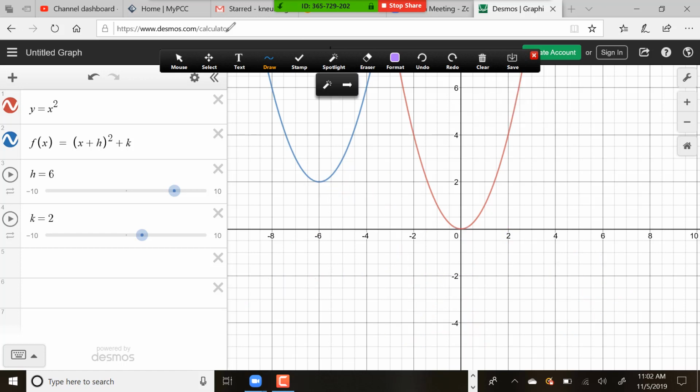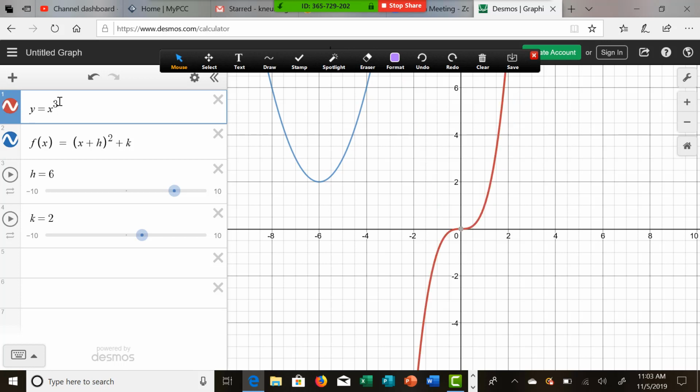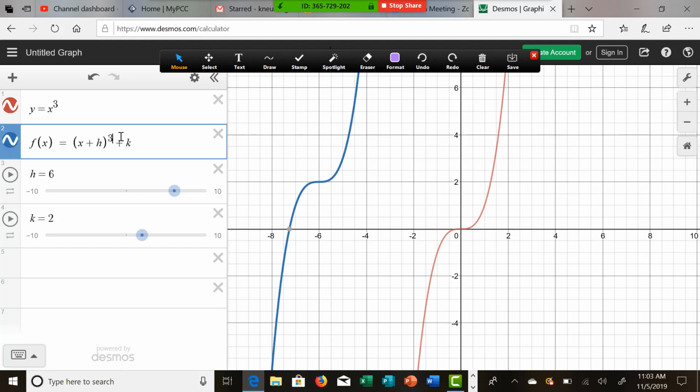So I'm going to clear these drawings and show you that real quick. Let's say rather than a squared here, I have a cube. So I'm going to make that a 3. Now look at the shape. If I change this to a cube also, I still have shifted over from 0, 0 here, left 6, and up 2, I just have a different shape. So no matter what shape you have, that's what's going to happen.